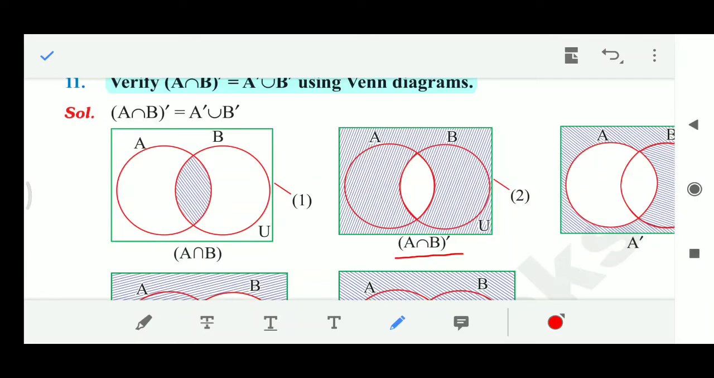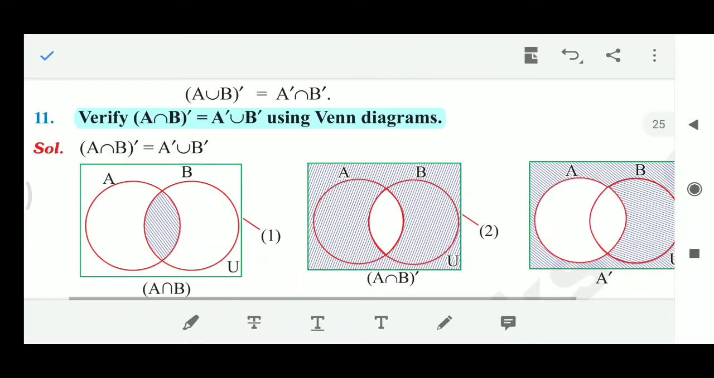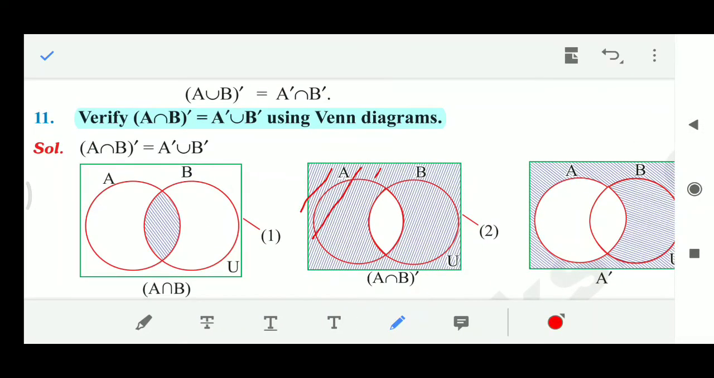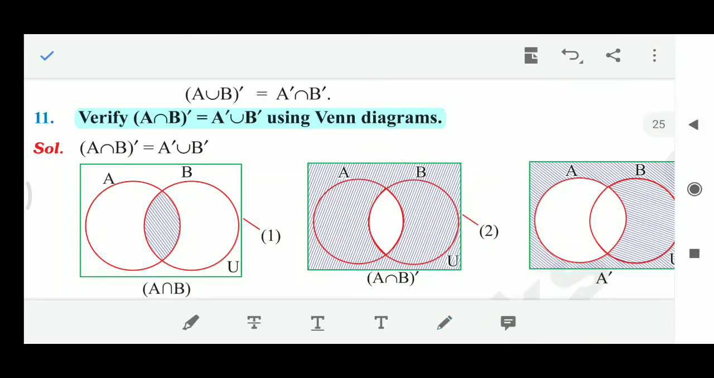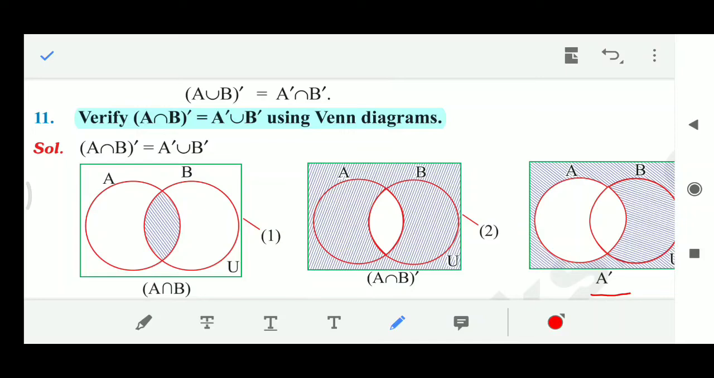That means universal minus A intersection B. We have to eliminate this A intersection B, and other than that part you have to include the rest. So this is the A intersection B whole dash. Next we are going to find the A dash. For the right hand side we are going to find the A dash. That means except A we are going to shade the remaining part. So except A we are shading.